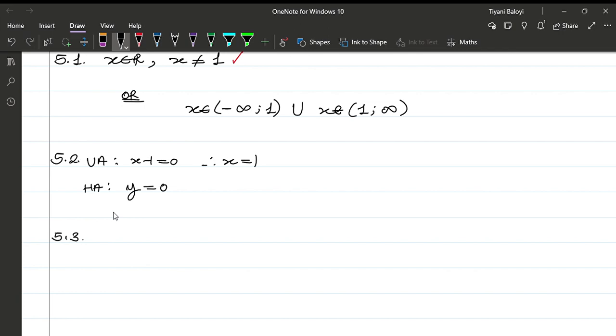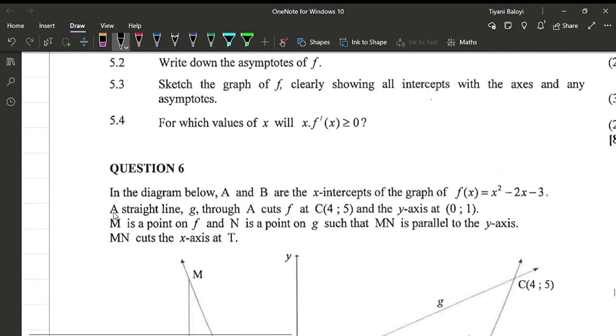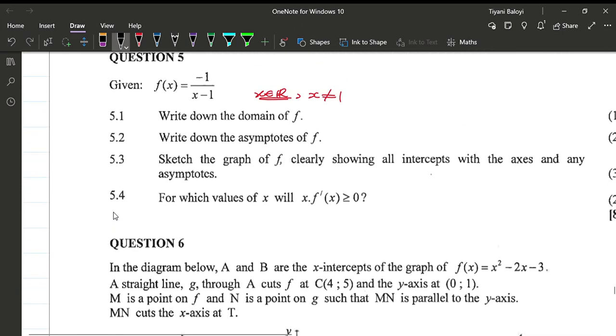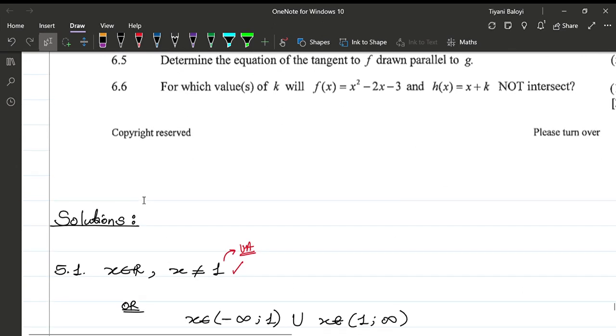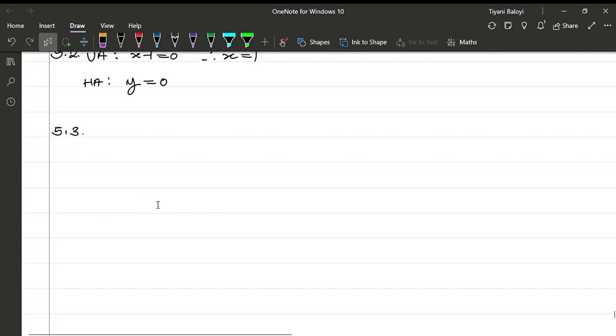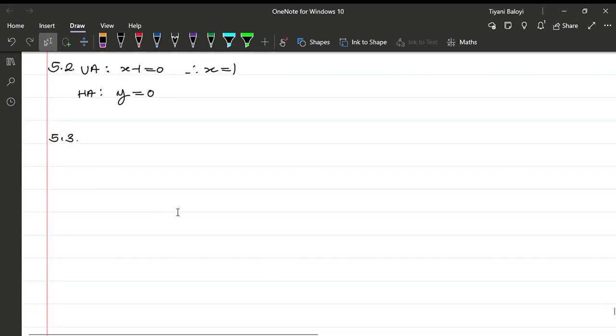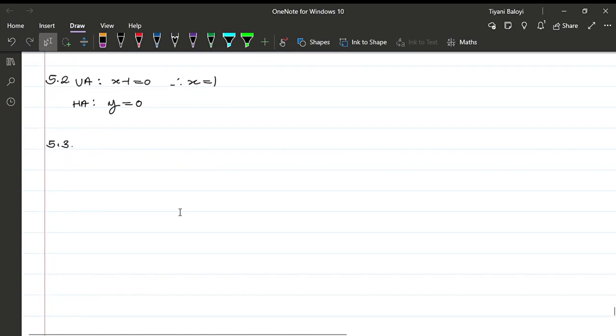5.3. Sketch the graph of f, clearly showing all intercepts with the axes and any asymptotes. So let's just do that very fast. Zoom out a little bit so we can have more space. Alright, let's just do this.